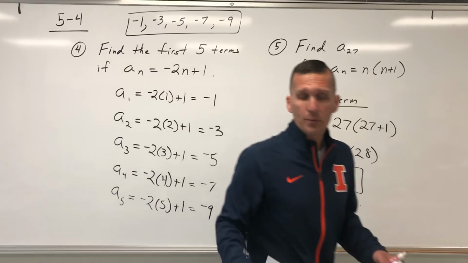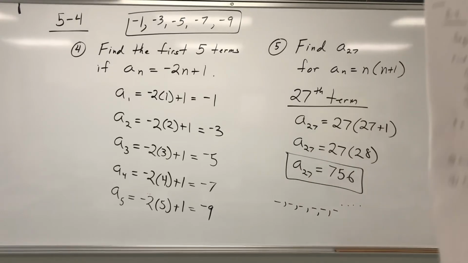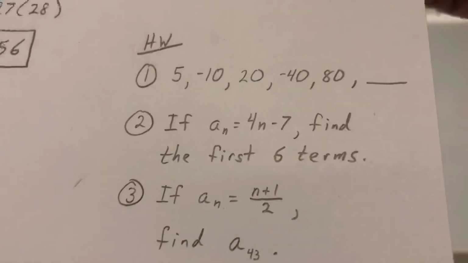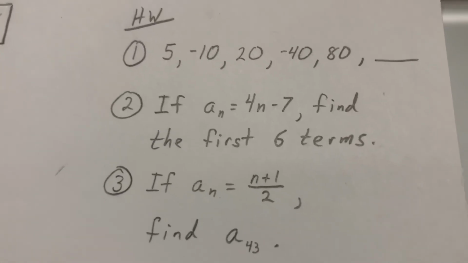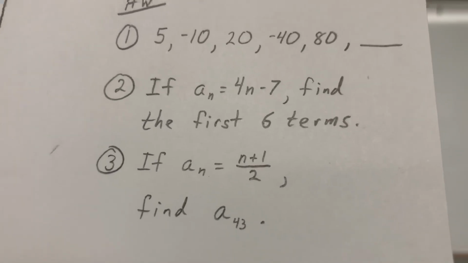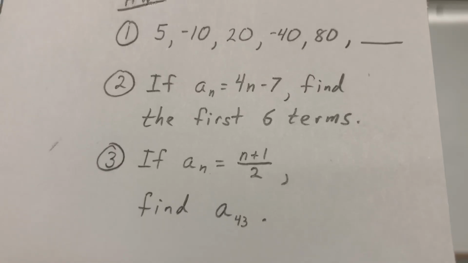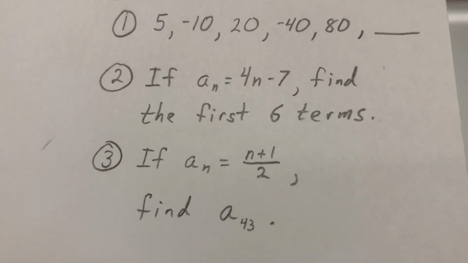Here are your 3 homework problems to add onto your paper and try them out. Let me zoom in. Number 1, you're just going to find the next term. Number 2, you're going to do what it says. And number 3, you're going to find the 43rd term.